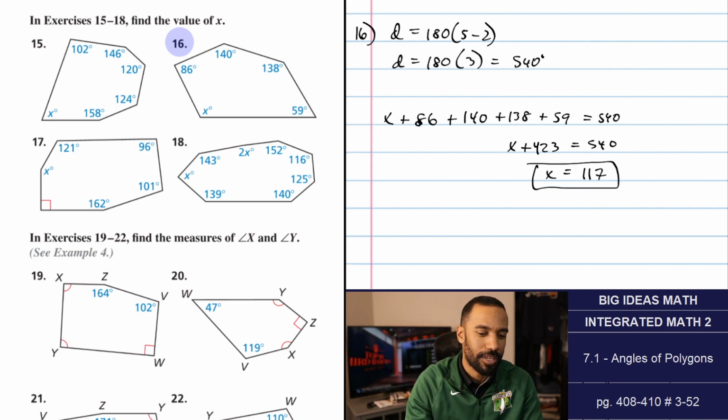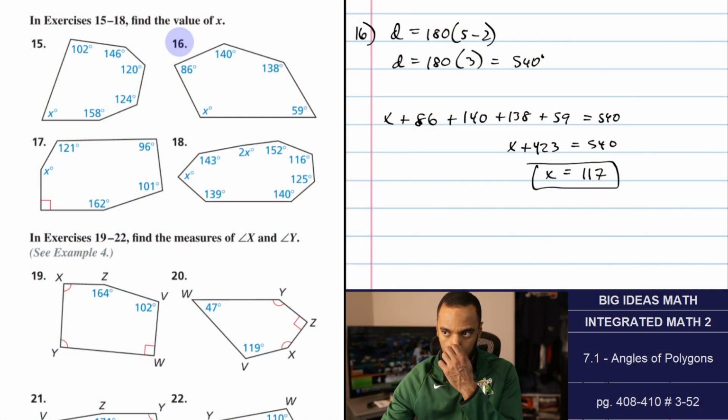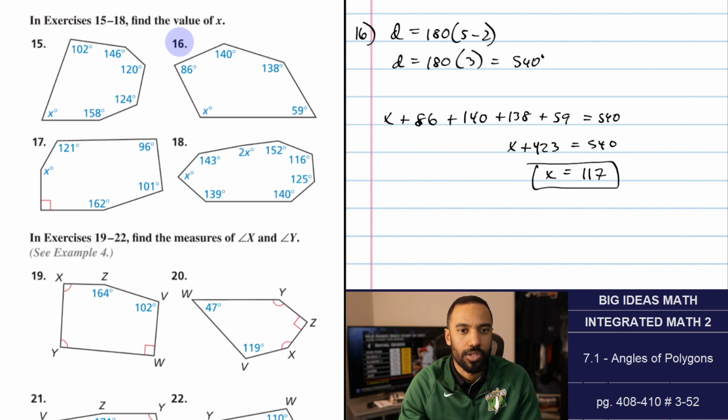I'm going to go with the calculator for 2 reasons. To double check my answer and to see how much faster it goes if I do. All right, let's do this. Let's do 86 plus 140. Let's see. Suddenly this feels slower again. But it's also going to be accurate. 423. Okay, cool. Let's go. So 117 on that guy.